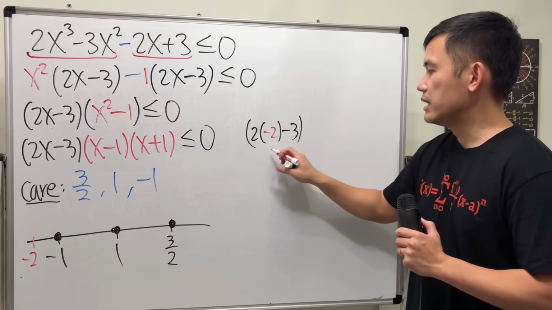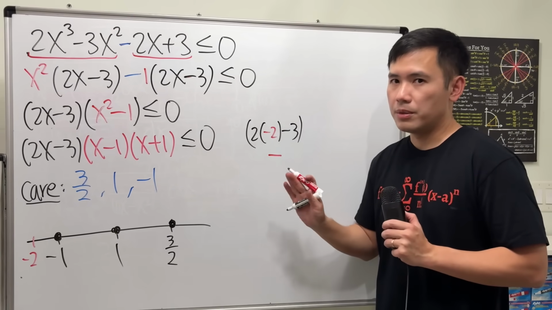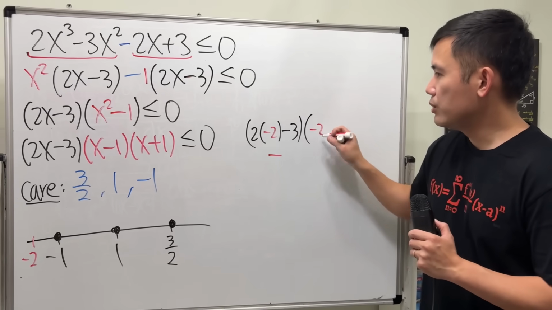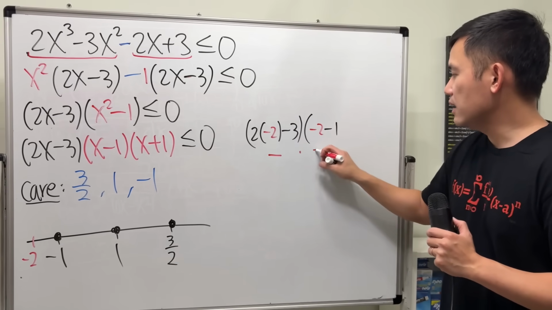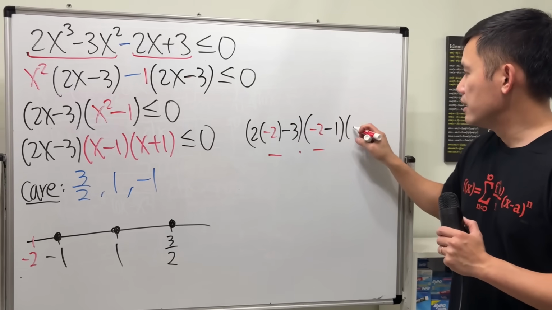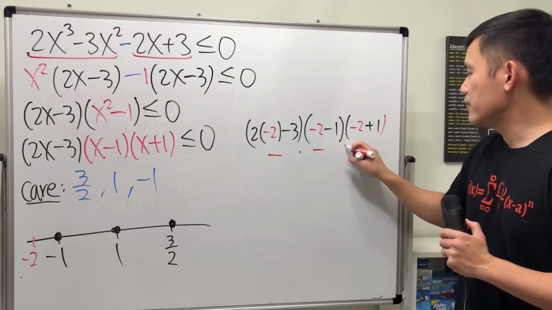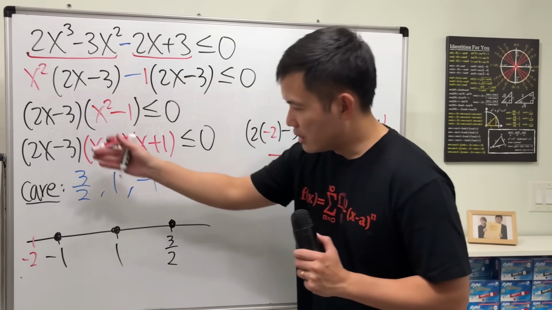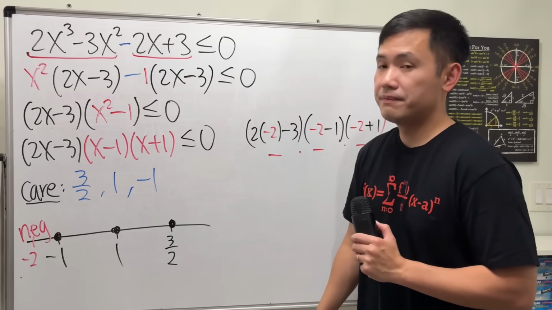That will give us negative. So I'm just going to put on this for negative. You don't care about the number, whatever, just negative. And then plug in -2 into the x. We have -2 minus 1. So that's another negative. Lastly, -2 plus 1. That is still negative. Negative times negative times negative. Altogether, this region here, or this interval, gives us a negative result.